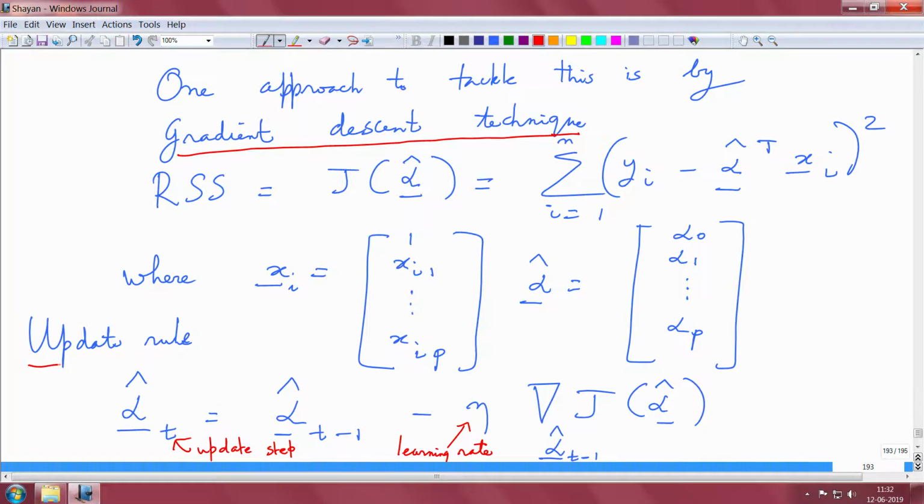we can solve for alpha hat in one shot. So, we can get the entire vector in one shot.